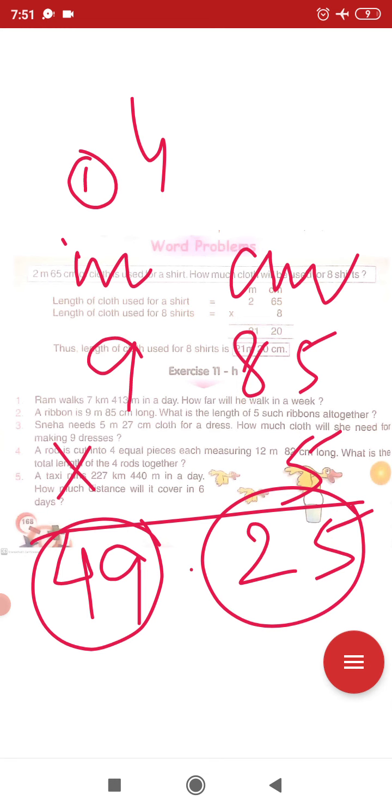And you should write down the answer as the final statement that the length of 5 such ribbons is 49 meter 25 centimeter. Clear? Okay. Now move on to the next question. Question number 3.